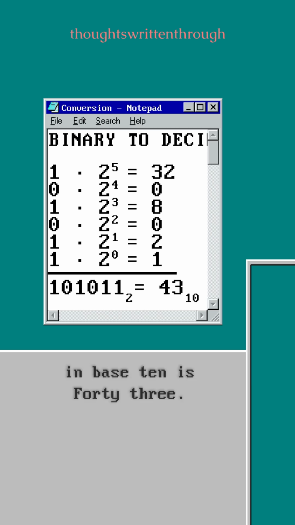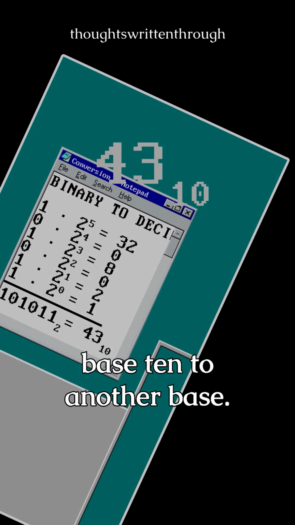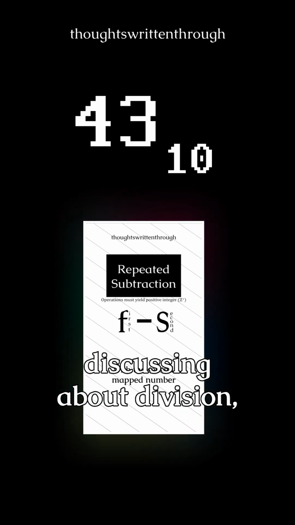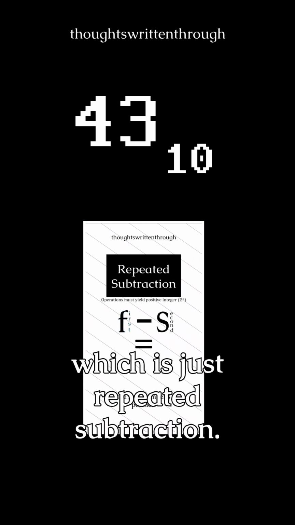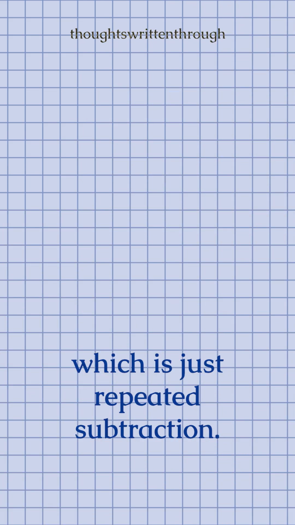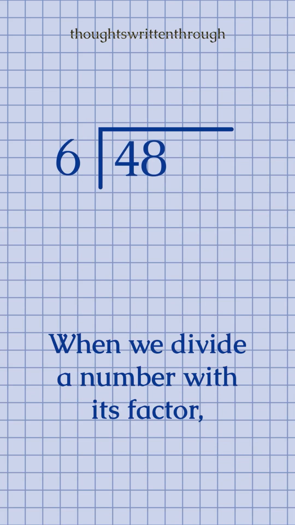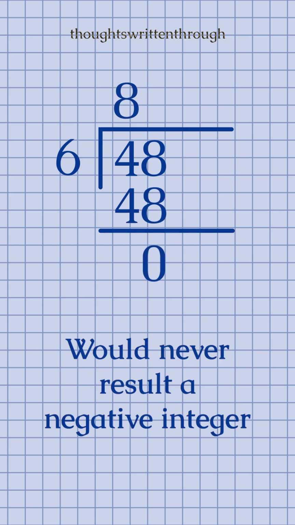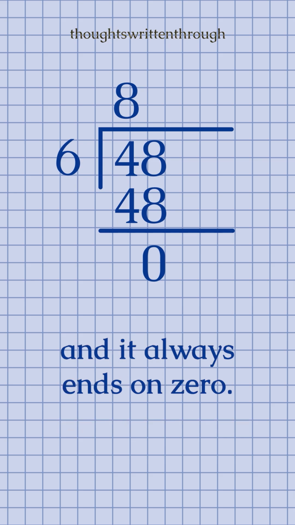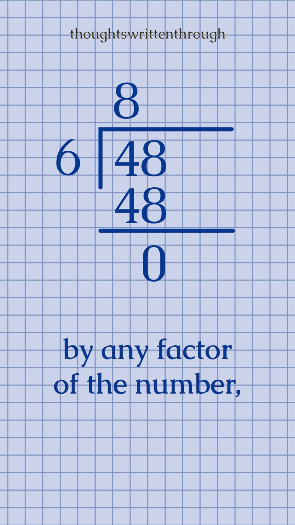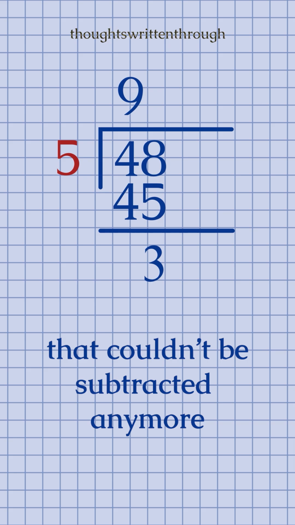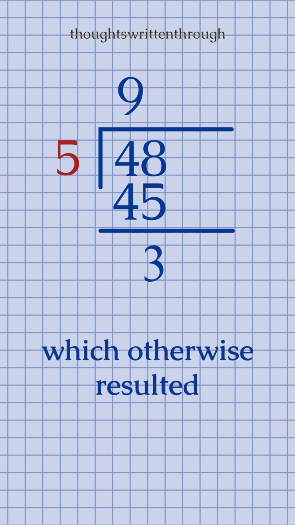You might also wonder how we could convert base 10 to another base. We can continue from the previous video discussing division, which is just repeated subtraction. When we divide a number with its factor, we expect no remainder, because the repeated subtraction method would never result in a negative integer, and it always ends on 0. However, if the number is not divided by any factor of the number, it ends on a positive integer that couldn't be subtracted anymore, which otherwise would result in a negative integer.